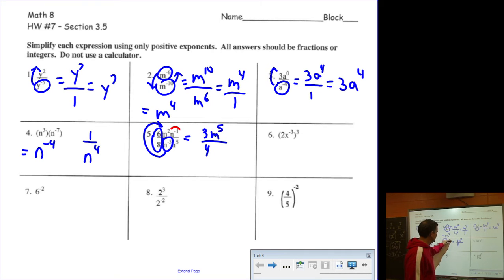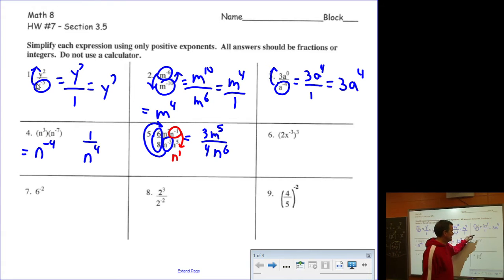The n's, on top there's a negative exponent. That guy needs to move to the bottom. The 5 n's that are down there are going to stay on the bottom. I now have a total of 6 n's on the bottom. And there's my final result.